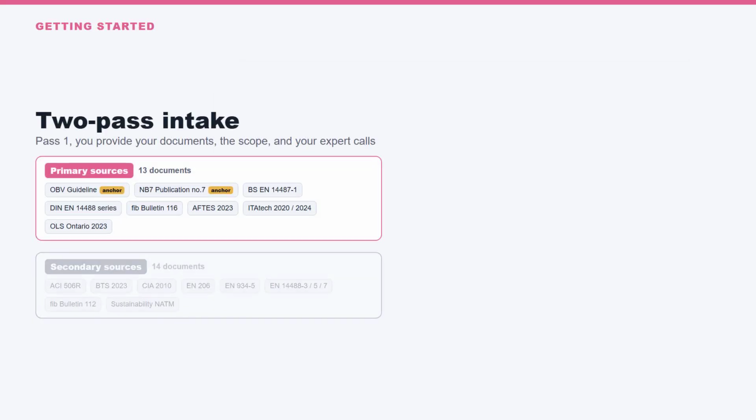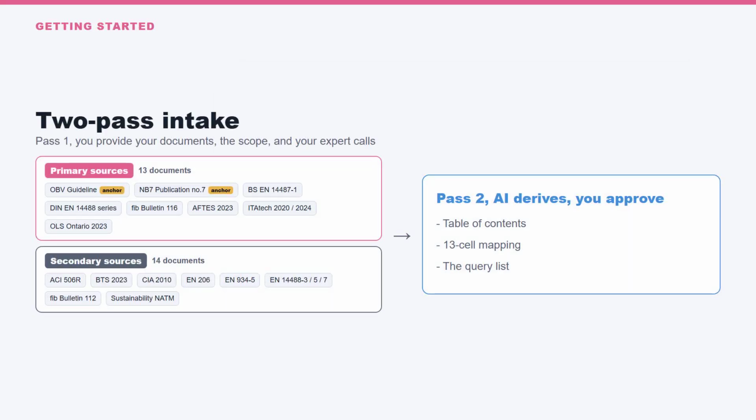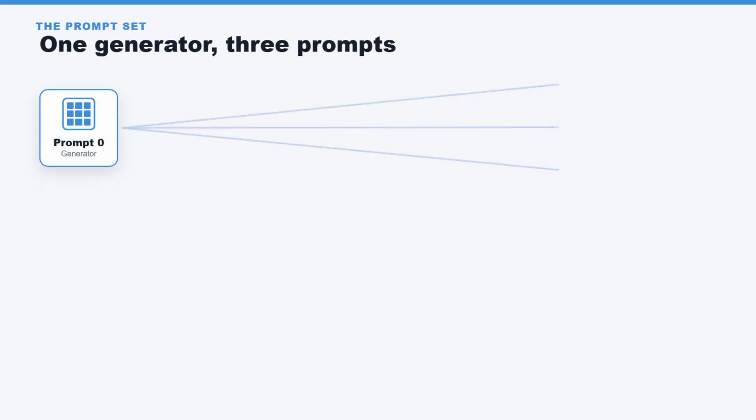Intake takes 2 passes. In pass 1, you provide judgment only, your documents sorted into primary and secondary, the scope, and your expert calls. In pass 2, AI derives the table of contents, the 13-cell mapping, and the query list, and you approve them. The work runs on 4 prompts.